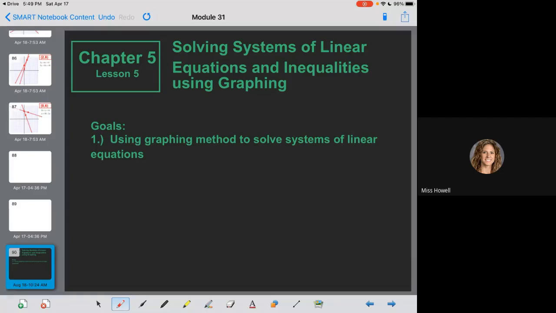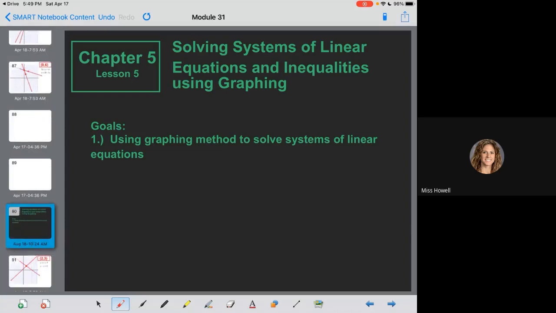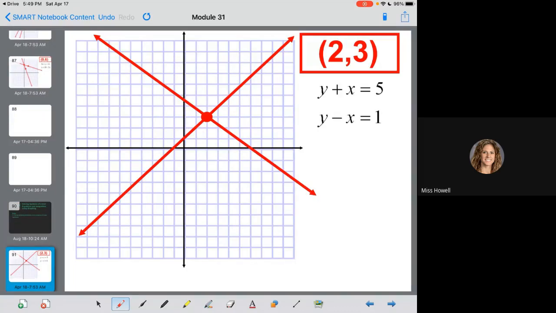Hi, and welcome back to Algebra 1. Our goal for today is to continue working with our systems of equations and systems of linear inequalities. And more specifically today, we are going to expand from our equations to our inequalities.